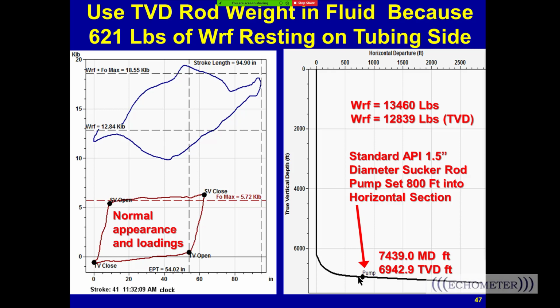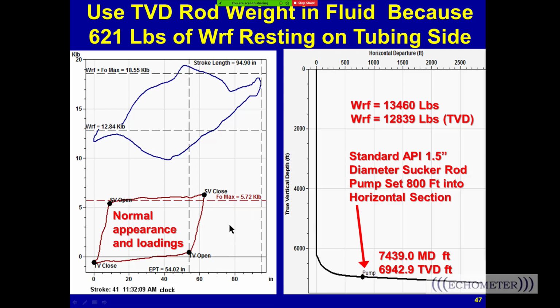But what these operators found, based on experience in the Austin Chalk, is that if you put the pump out in the horizontal section of the well, you have 2 times as many failures as setting it in the vertical section of the well. If you set the pump in the curved section of the well, then you have 3 times as many failures. So that's what we found.